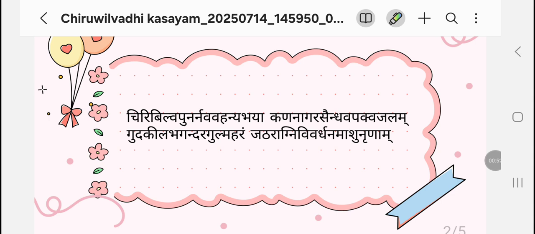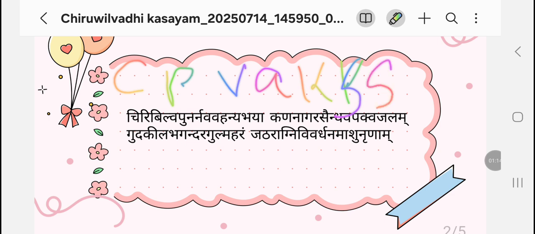If you can't memorize the full shloka, try to keep some small tricks to learn it. When you revise it again and again, it will be easy for you. The trick is to write CP VAKSS next to it. There are totally 7 ingredients. C for Chiruvilva, P for Punarnava, V Vahni, A Abhaya, K Kana, S is Nagara, that is Shunti, we all know, and S is for Saindavam. Vahni is actually Chitrakam and Kana is Pipali, you all know that. So just write CP VA KSS.